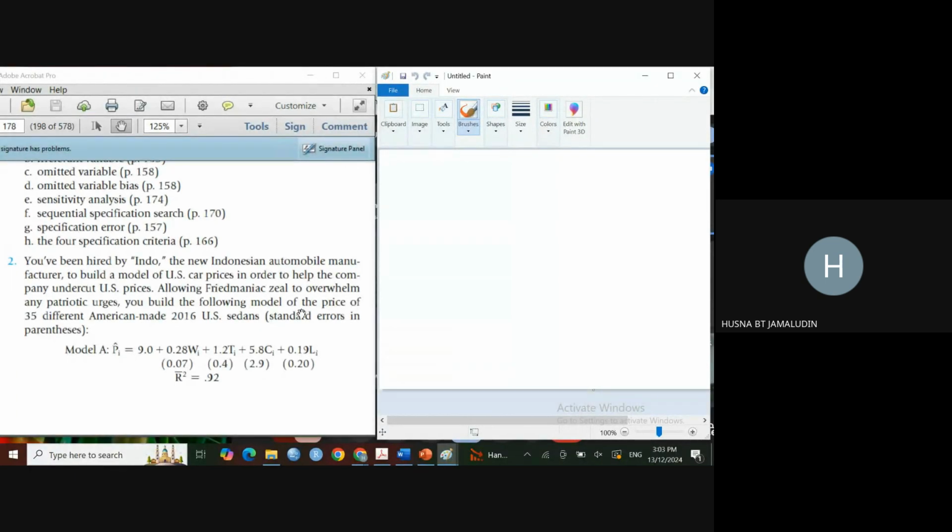You build the following models of the price of 35 different American-made US sedans. So these are the variables, right? If you look at the variables, we have 4, with the standard error in parentheses, and your R bar square is 0.92. So this is quite a good fit of data or model.